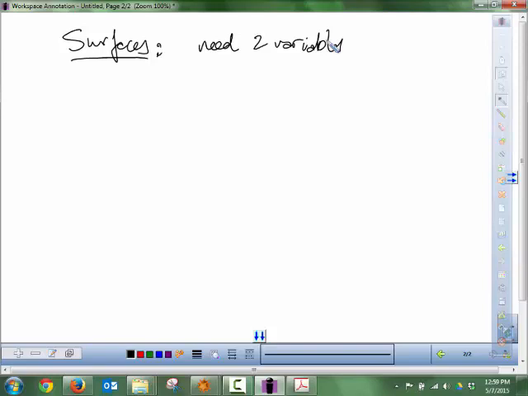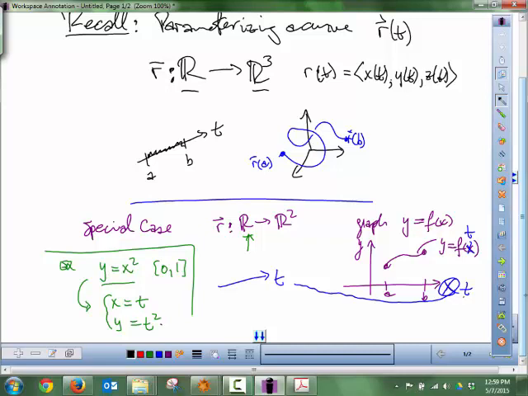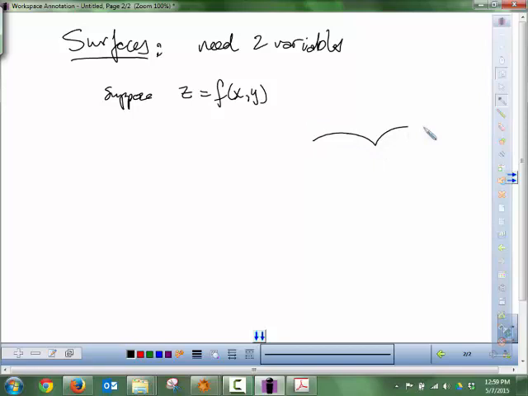All right, so given our special case from your curves, let's start with a special case for surfaces. Suppose you had a surface, z is equal to f of x, y. You know how that looks, right? And when you have a surface, a lot of times, especially with these integrals that we're dealing with, we want to restrict it to a specific domain. To make it easy for ourselves, let's look at a rectangular domain.